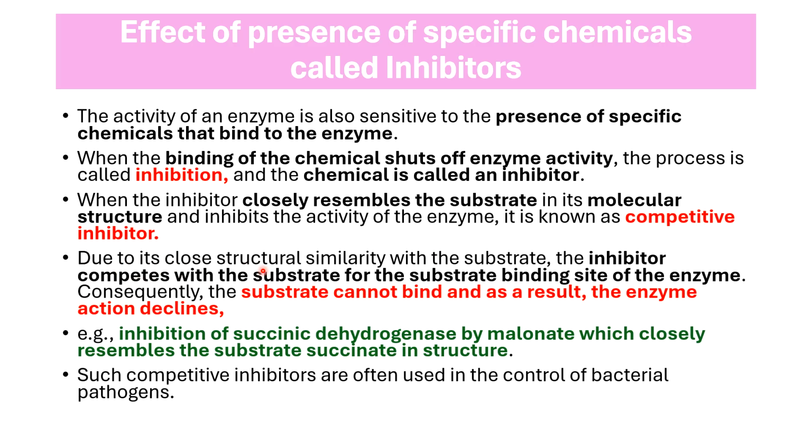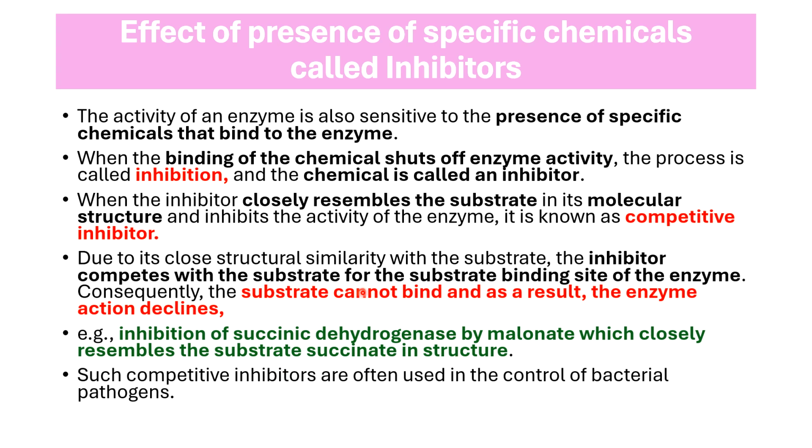Now, due to the close structural similarity with the substrate, the inhibitor competes with the substrate for the substrate binding site. Consequently, the substrate cannot bind, and as a result, the enzyme action declines. So, an example of it is inhibition of succinic dehydrogenase by malonate, which closely resembles the substrate succinate in structure.